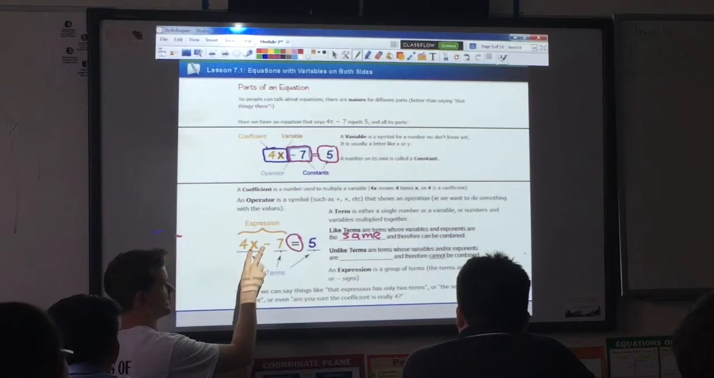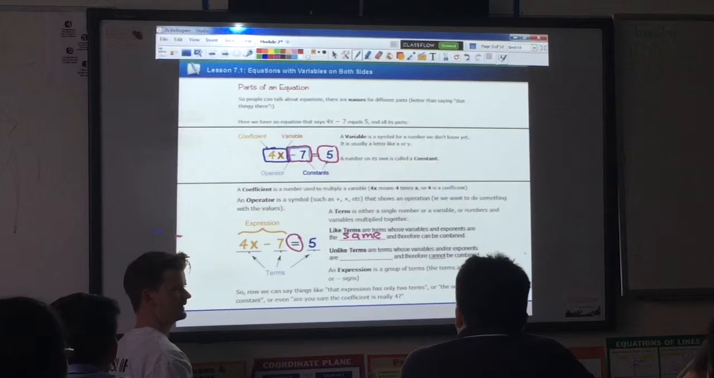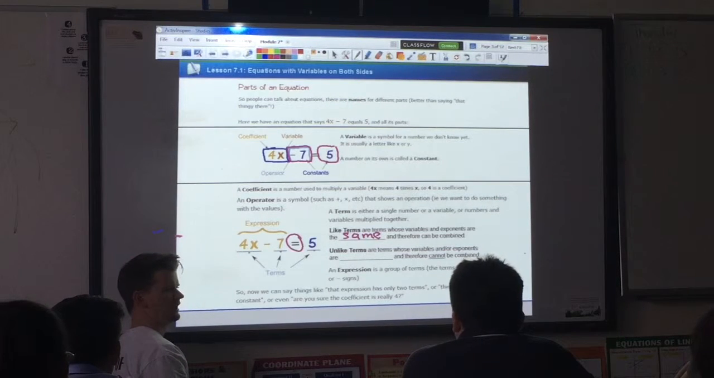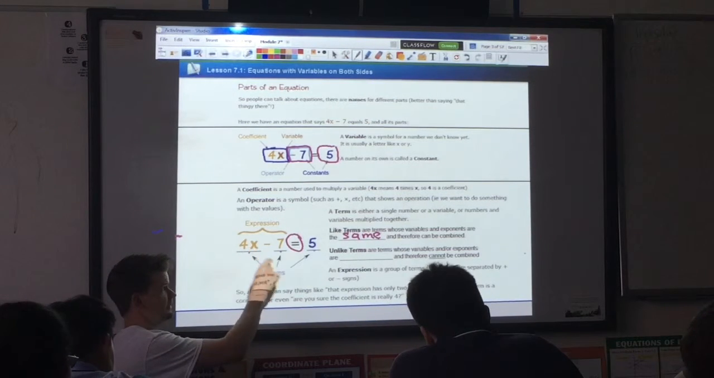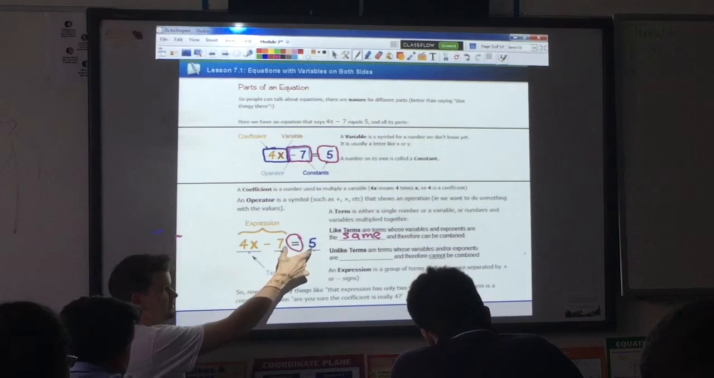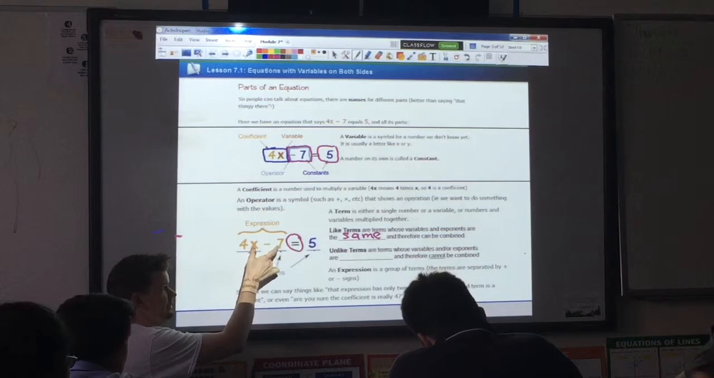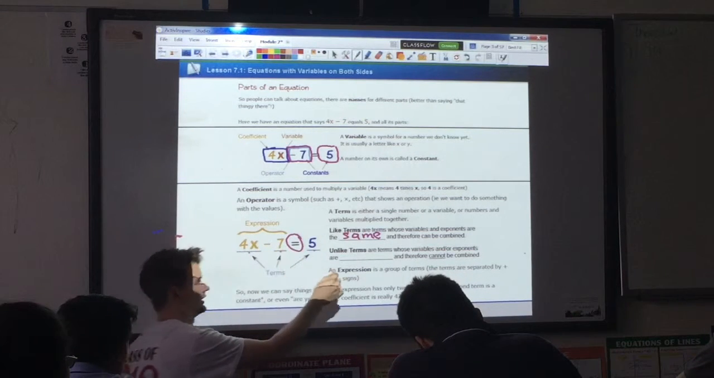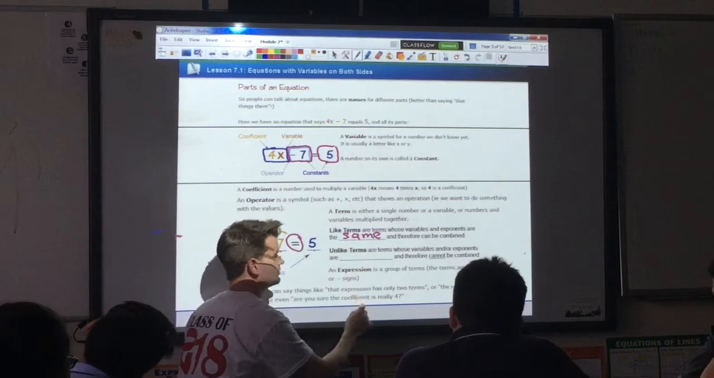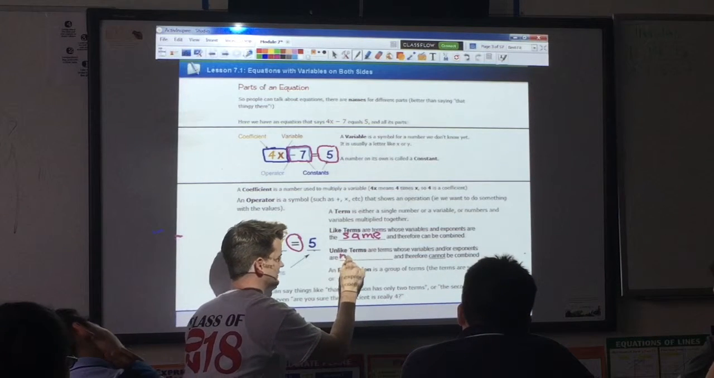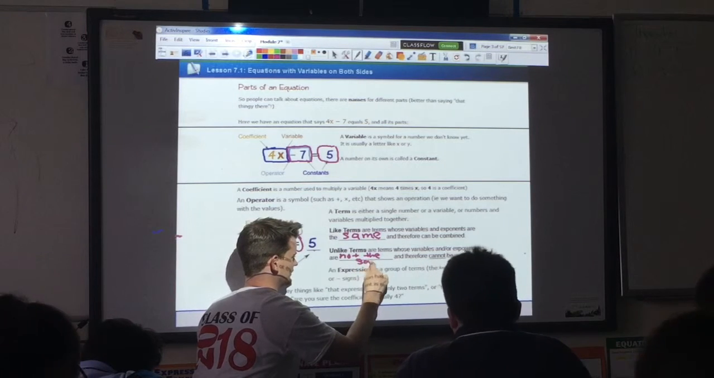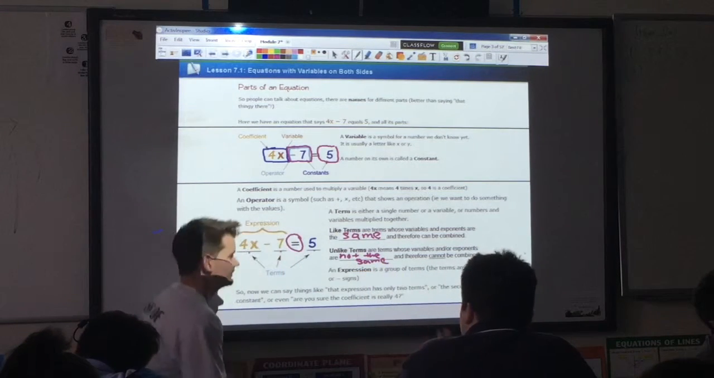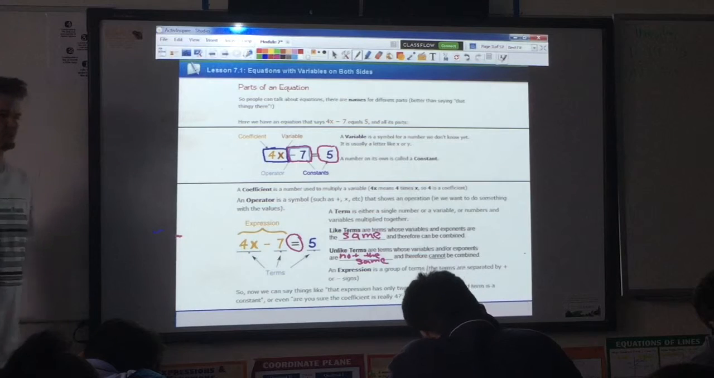But what if I look at 4x and -7? Are those like terms? No, those are unlike terms. Why are they unlike terms, Madison? Because there's no variable. Because that has a variable, that does not. These are constants. Those are like terms. That's a variable term. That's a constant. These are unlike terms. So unlike terms are terms whose variables and their exponents are, see if you can fit this in here, not the same. Don't say different. Say not the same. Same and not the same.